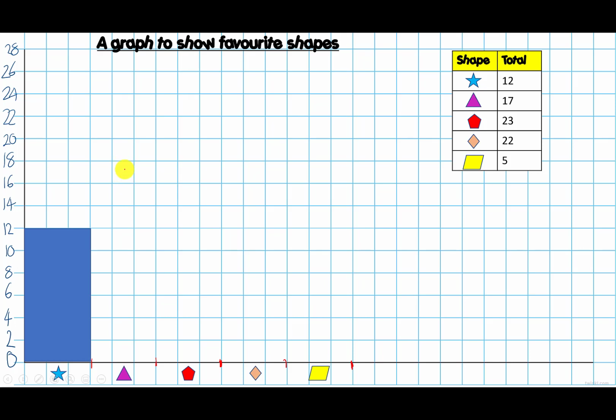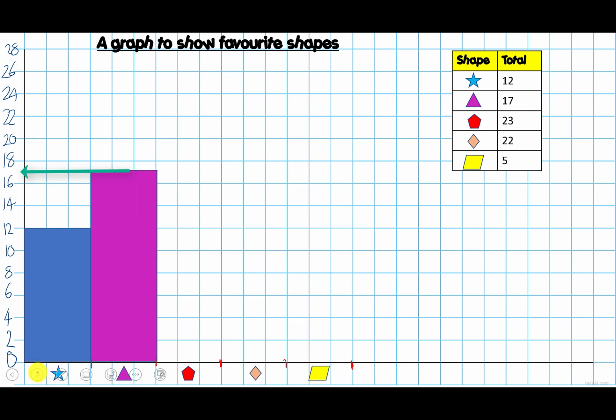17 is going to be halfway between 16 and 18. My intervals are 2. They're going up in even numbers. So my 17 is going to be in the middle. It's going to be halfway. So I would draw my bar in so that it was halfway. And if I drew a line across, it would hit 17. It would hit halfway between 16 and 18 on my y-axis.